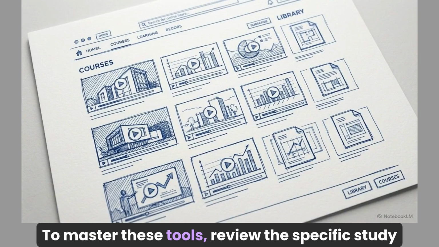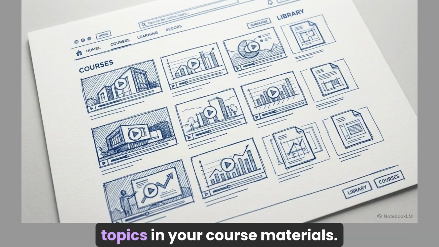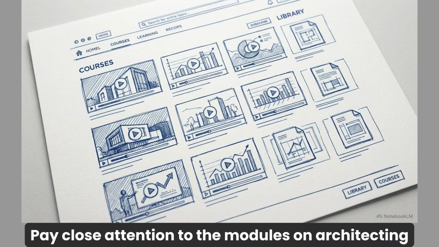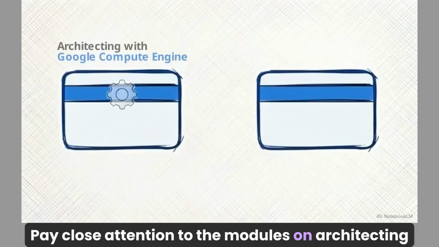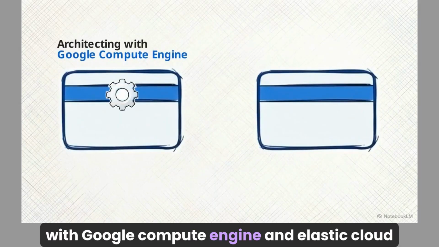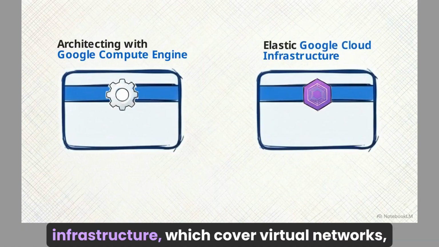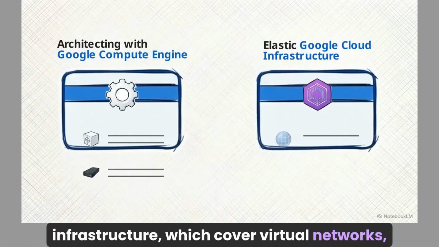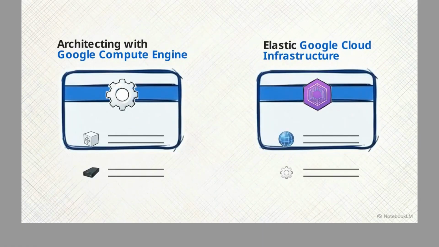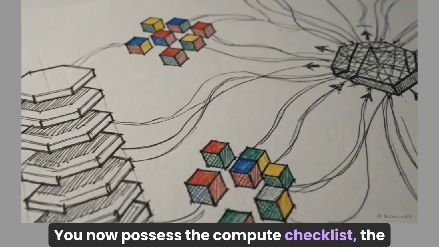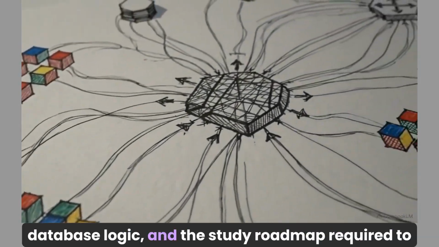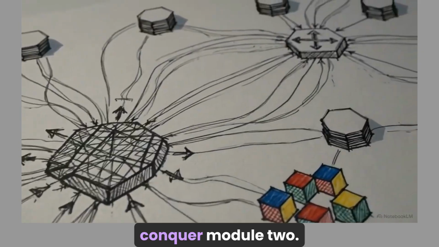To master these tools, review the specific study topics in your course materials. Pay close attention to the modules on architecting with Google Compute Engine and Elastic Cloud Infrastructure, which cover virtual networks, scaling, and automation. You now possess the compute checklist, the database logic, and the study roadmap required to conquer Module 2.